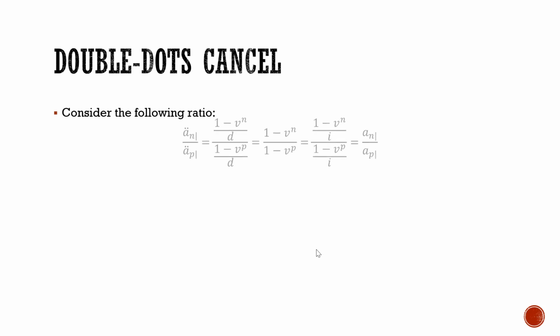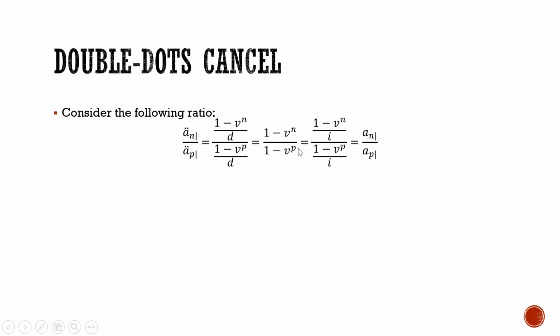Now we are going to look at a tip: double dots cancel. Let's consider the following ratio. Here we have the ratio between two annuity dues. The first one is ä_n and the second one is ä_p. Using annuity due formulas, we have (1 − v^n)/d on the numerator, and the denominator is (1 − v^p)/d. The d's cancel, so we have (1 − v^n)/(1 − v^p).